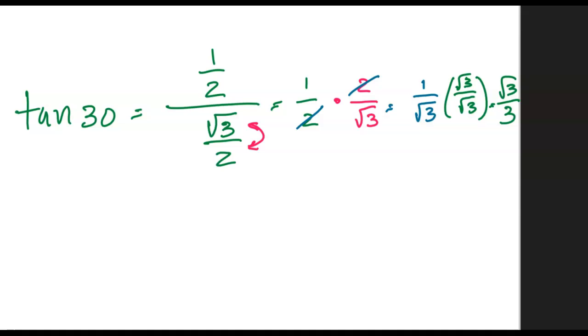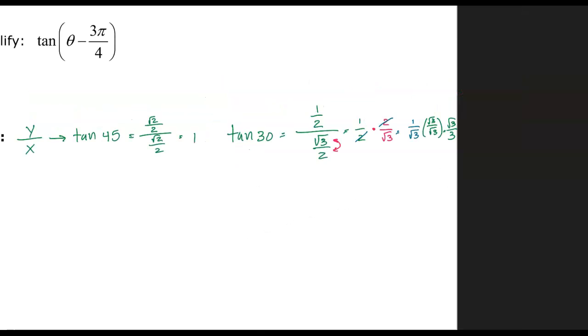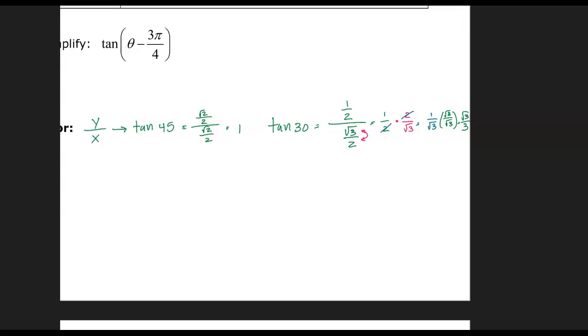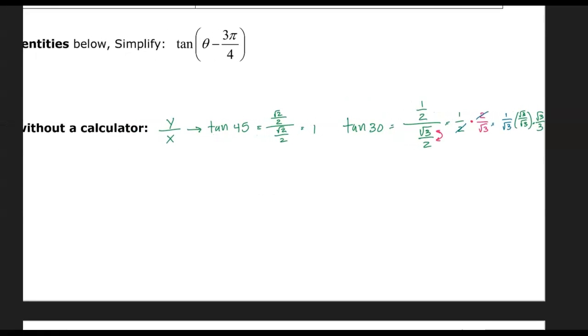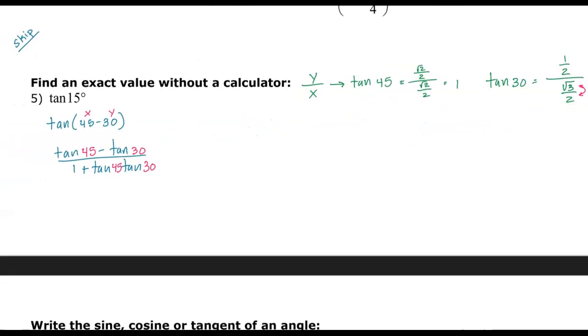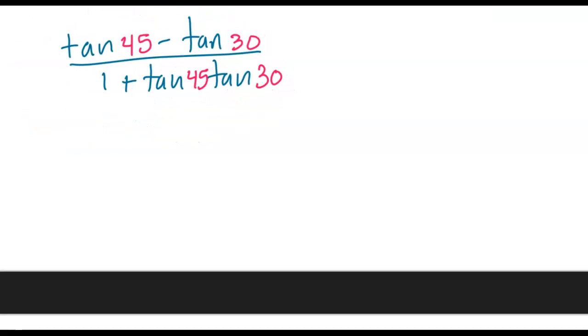So now I'm just going to take these two values and plug them into my equation, my identity. What was the tangent of 45 again? Minus, what's the tangent of 30? Root 3 over 3 over 1 plus tangent of 45? 1 times tangent of 30?